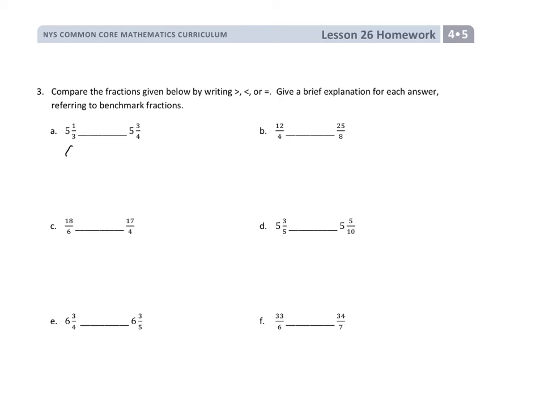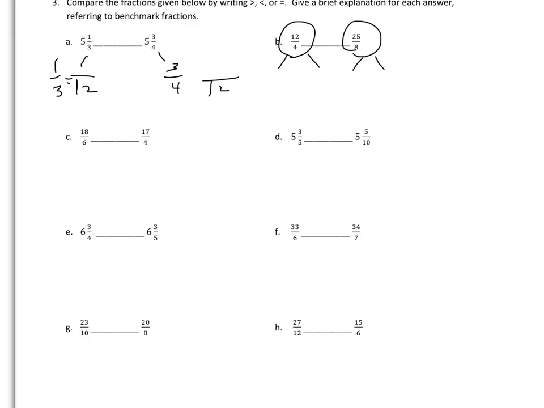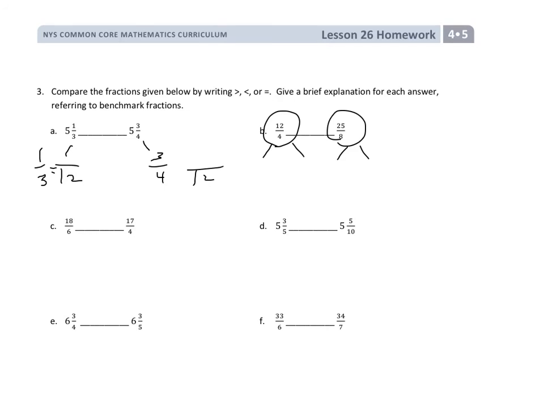Here they may want to make a common denominator of 12. So putting 1/3, how many 12ths? 3/4, how many 12ths? So they compare. Here I would change both of these, just like we did on the front side, into mixed numbers. Same with C. D, again, I would make 3/5 into that related denominator, which is tenths.